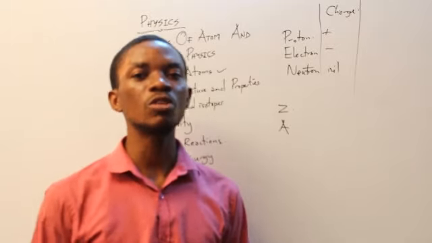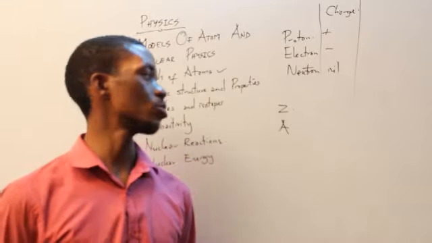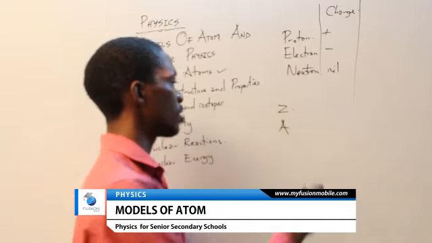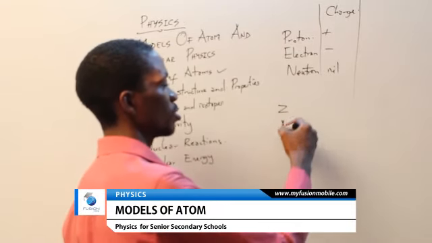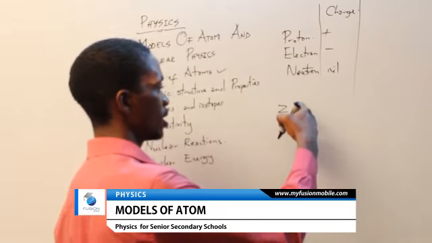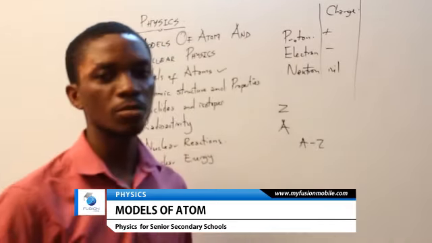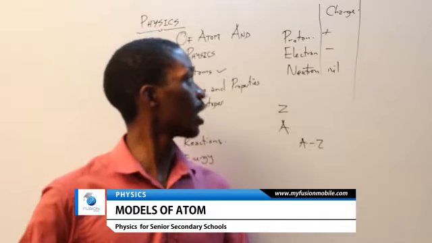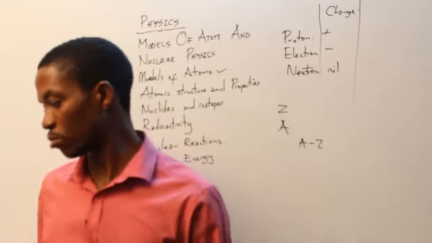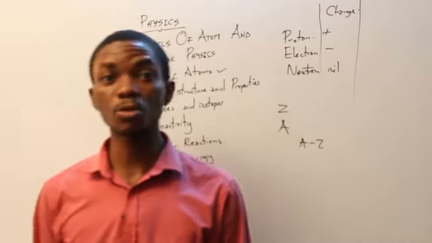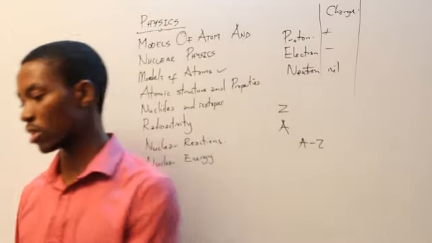So if you want to know the number of neutrons in a particular atom, all you need to do is take the difference between A and Z. So A minus Z will tell us the total number of neutrons in the atom. I will give some examples. In fact, some examples will be displayed on our screen just about now.